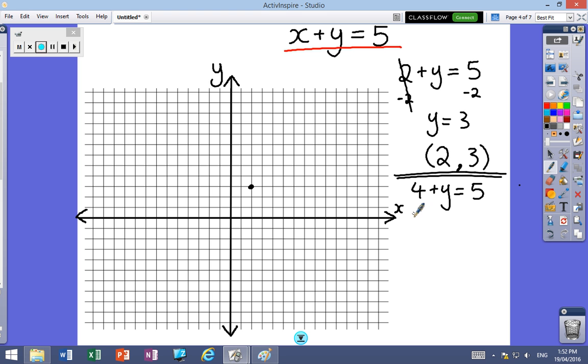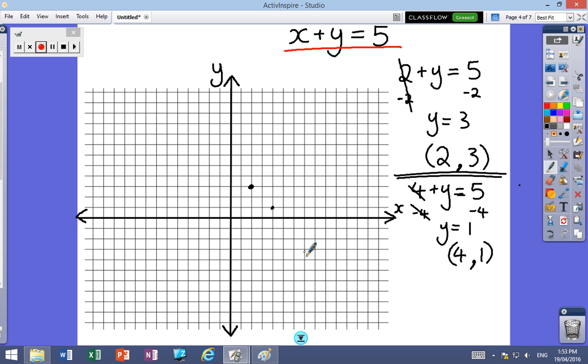Now I'm going to solve this equation because now it's turned into an equation. Minus 4 from both sides, plus 4 and minus 4 will kill each other off. Y equals 1. So this time when we decided, nobody told us, when we decided that x was 4, y ended up being 1. So let's try plotting that point. 4, 1, 1, 2, 3, 4, 1.